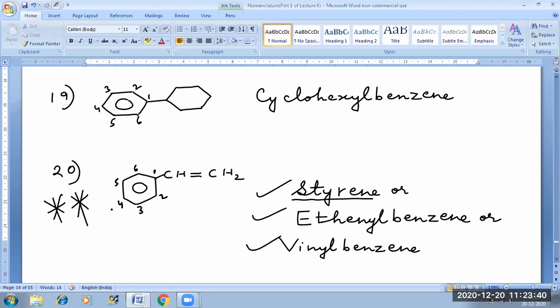Some people take this as the parent. No, this is not the parent. Benzene will be taken as the parent. All these three names are IUPAC names. Remember.